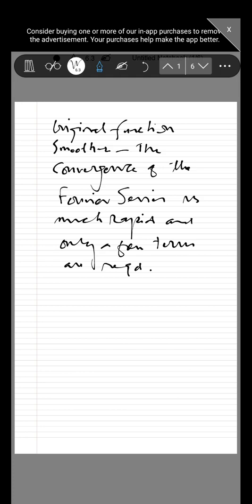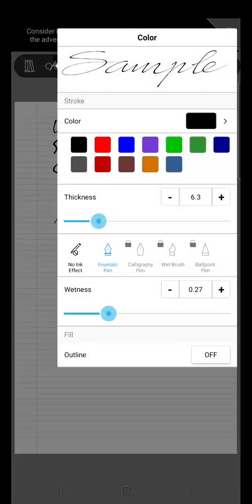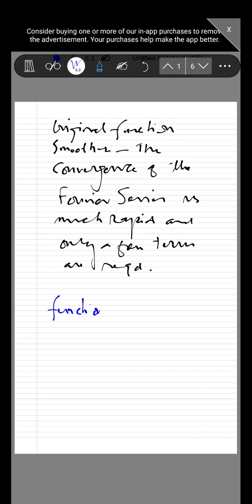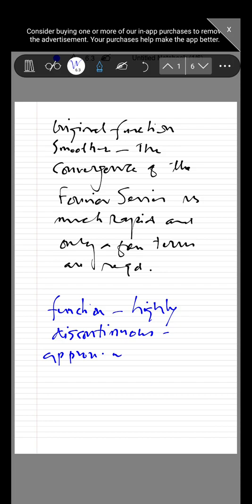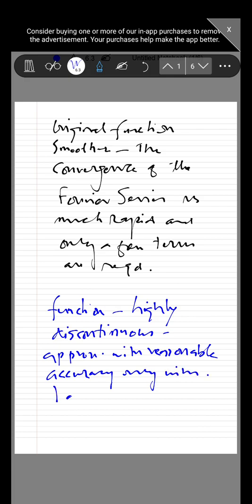And similarly, if the function is highly discontinuous, it can be approximated with reasonable accuracy only with a large number of terms. So these are two main rules.